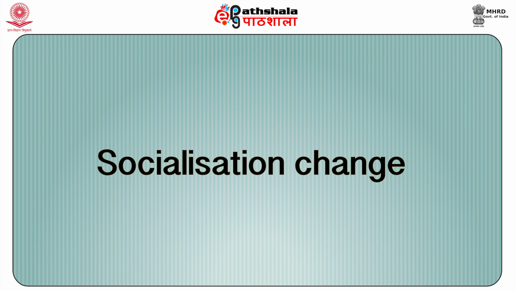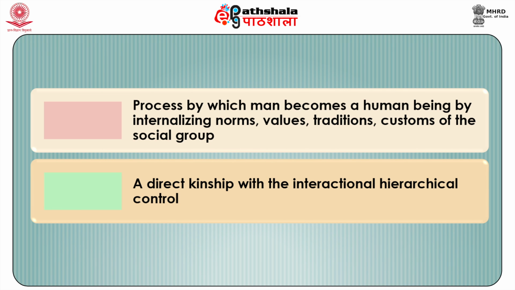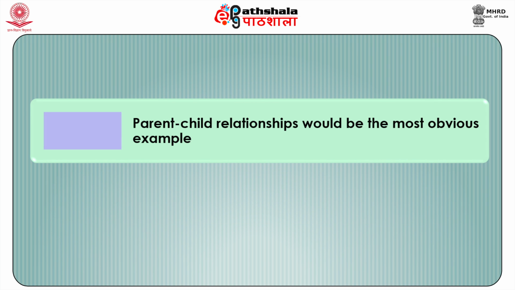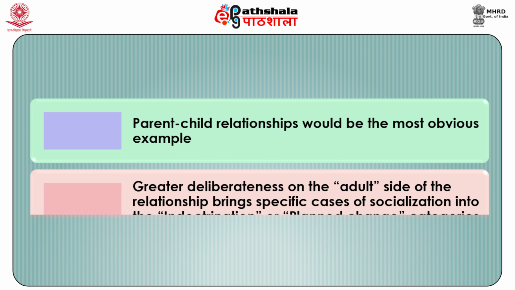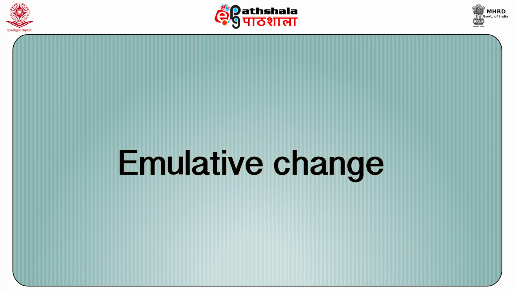We next examine socialization change. Socialization, according to Clausen, is the process by which man becomes a human being by internalizing norms, values, traditions, customs of the social group of which an individual is a part. Socialization change has a direct kinship with the interactional hierarchical control. Parent-child relationships would be the most obvious example, although counselor-camper, teacher-pupil relationships would also be applicable here. Greater deliberateness on the adult side of the relationship brings specific cases of socialization into the indoctrination or planned change categories.